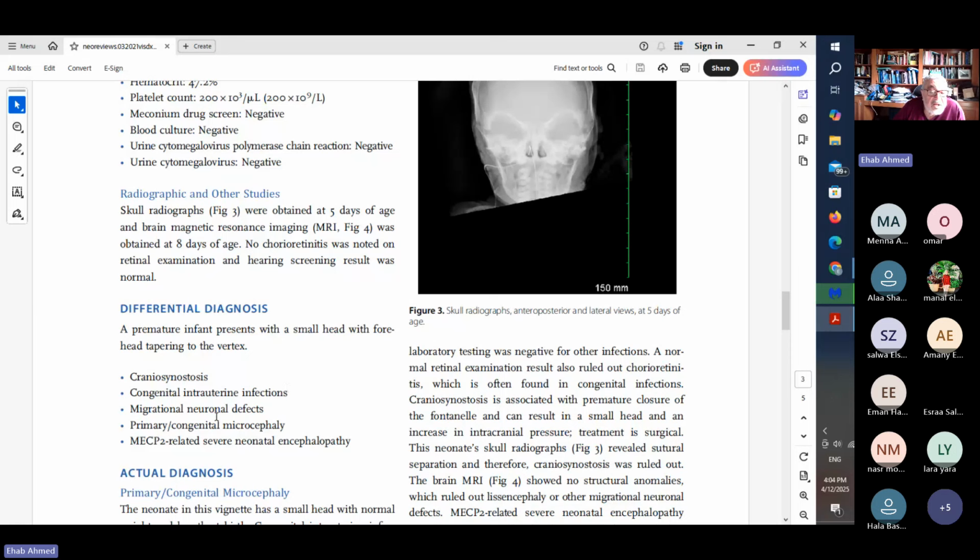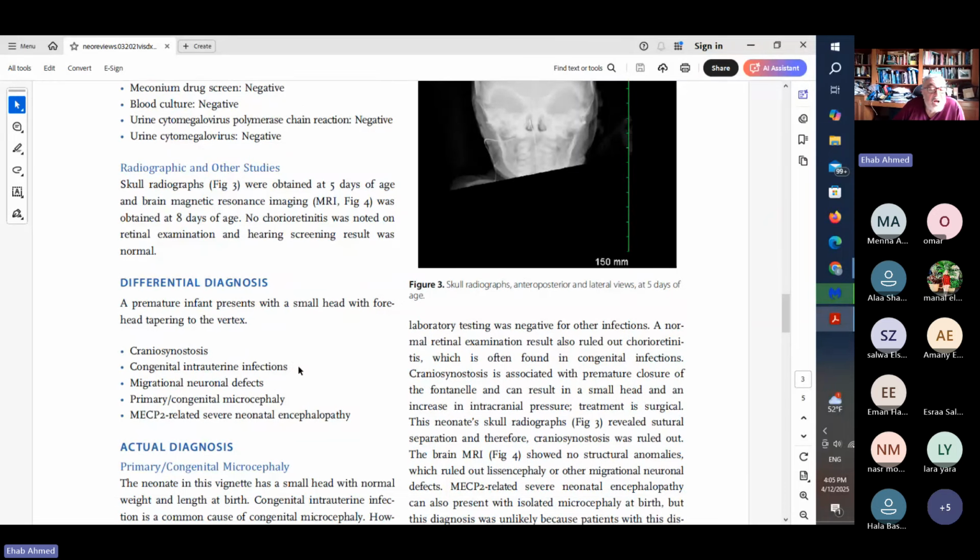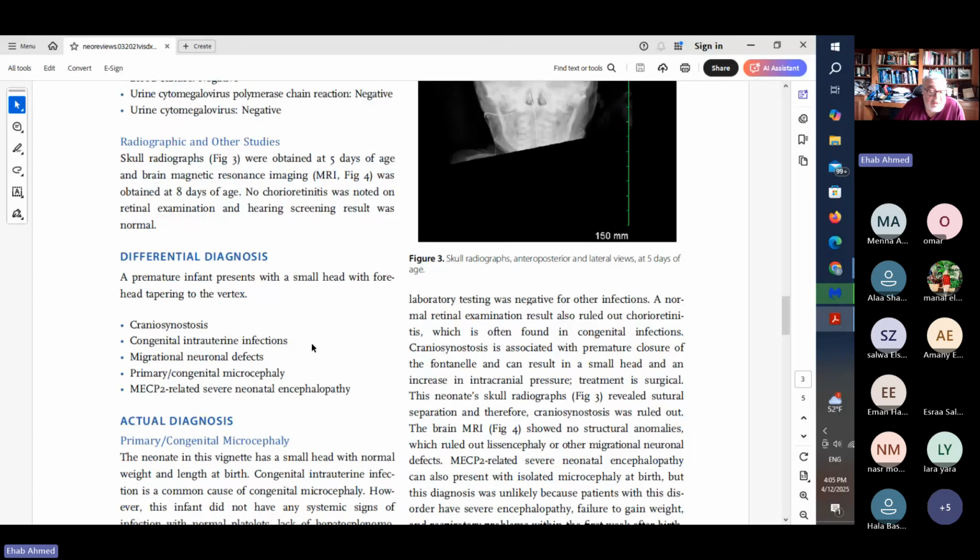Craniosynostosis, congenital intrauterine infections, migrational neuronal defect, and this is diagnosed. You should do MRI to see if this baby has holoprosencephaly, lissencephaly, schizencephaly. These all are called migrational neuronal defects. And if the baby has one of those, usually intellectual functions are impaired. Neurologically, he will have symptoms and signs, which is not the case.